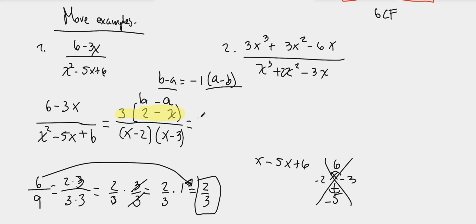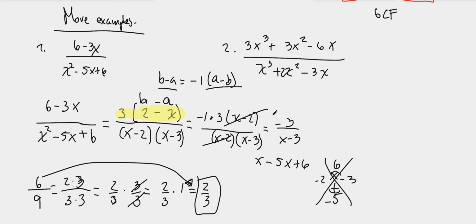So if I factor out, I guess, a -1, -1 times 3 times, let's change it, x minus 2 divided by x minus 2 times x minus 3. Well, now notice how I do have some common factors, this x minus 2, that will cancel. They will cancel each other out, or they will reduce to 1. So I am left with -3 divided by x minus 3. And now, my friends, this will be in the simplest form.